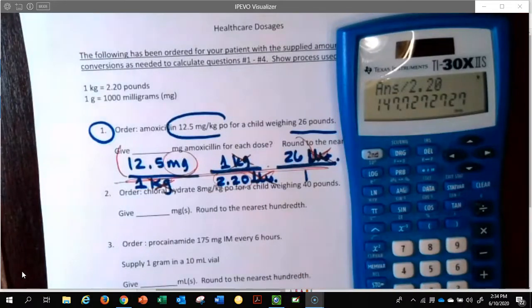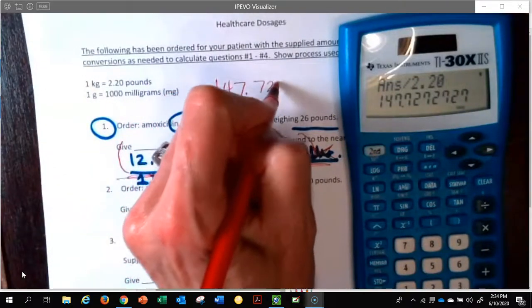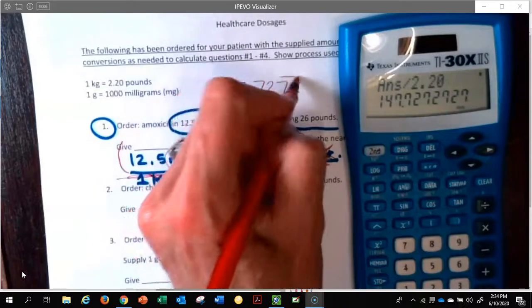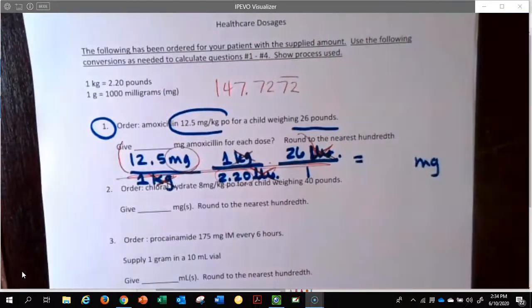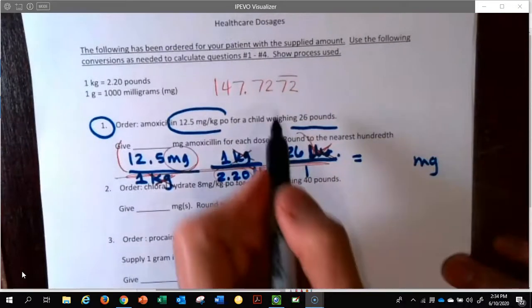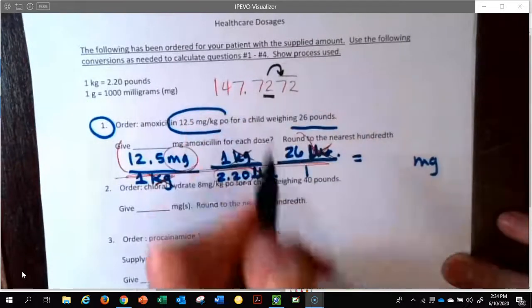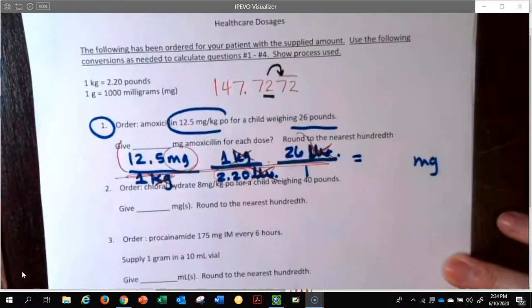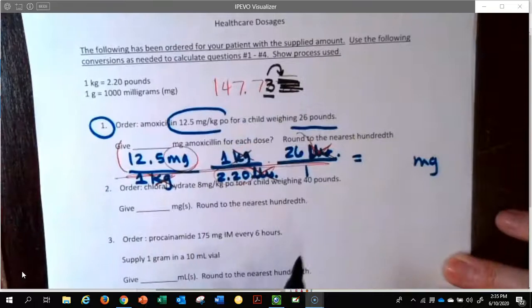And so what I get on my screen is 147.7272, and we're repeating that 72 on and on. If they want us to have our final answer to the nearest hundredth, the nearest hundredth is right there. That's the hundredths place value. So I look beside it, and that 7 is greater than 5, so that means my hundredths digit has to go up 1, and everything behind it turns into a 0.